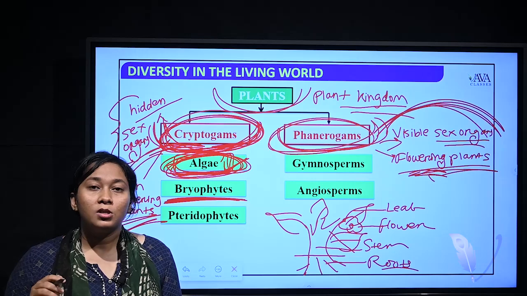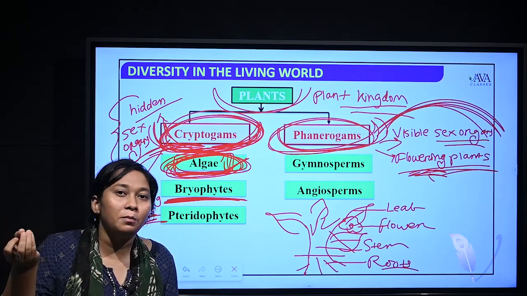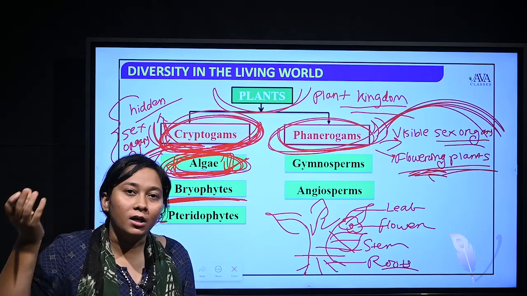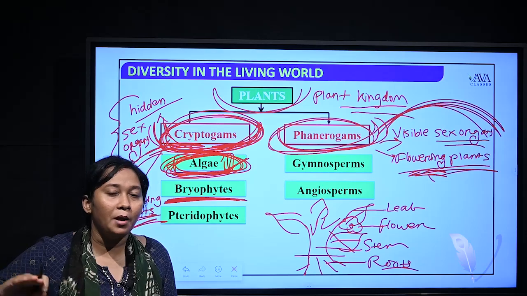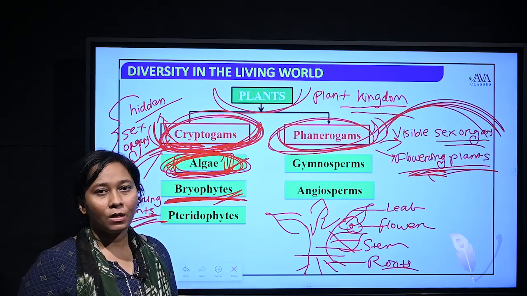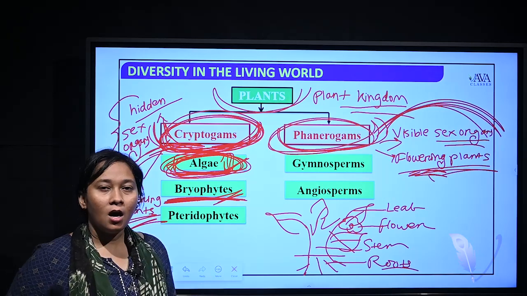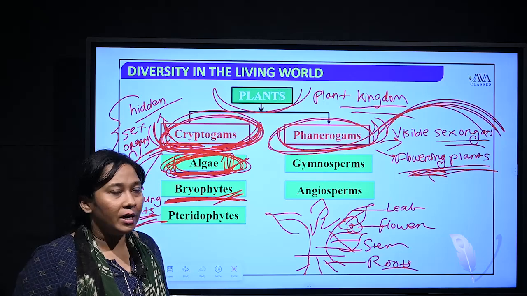In land also sometimes, or in marshy areas or swampy areas where it is a little bit moist or a little bit of water is present, there you sometimes see a green carpet-like structure. They are your bryophytes. And pteridophytes are a little more developed structure, developed from the bryophytes.